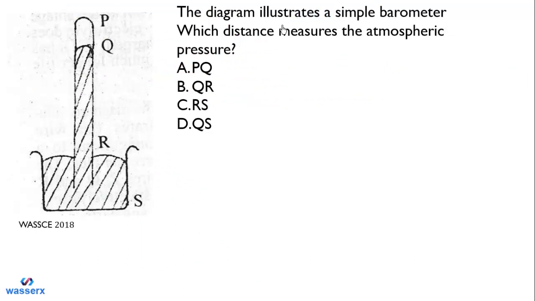Now let's look at this example 2. The diagram illustrates a simple barometer which measures the atmospheric pressure. We know the height of the liquid column in a simple barometer will give us the atmospheric pressure. So this will be RQ. RQ is the height of the liquid column in the simple barometer, so that will give us the atmospheric pressure. Therefore, the correct answer is QR.